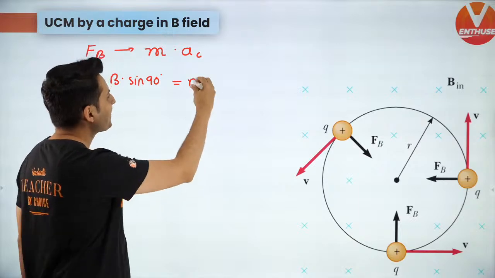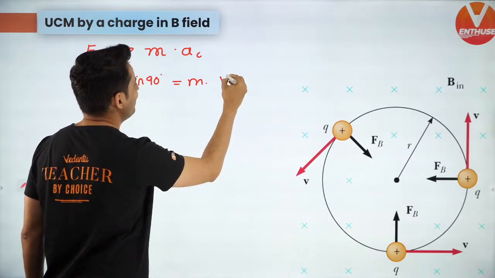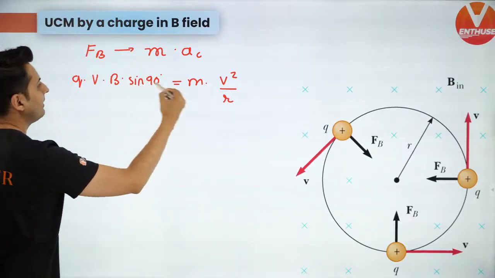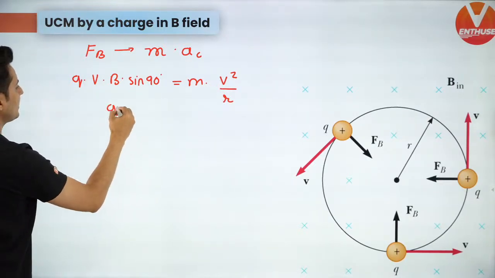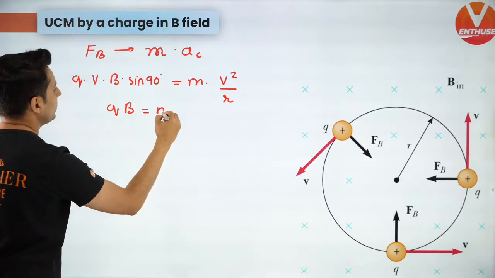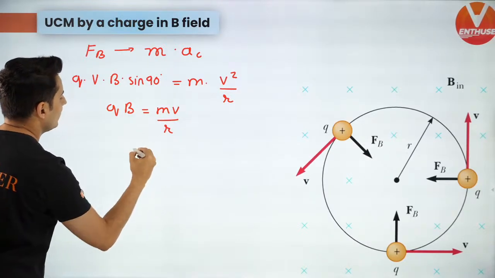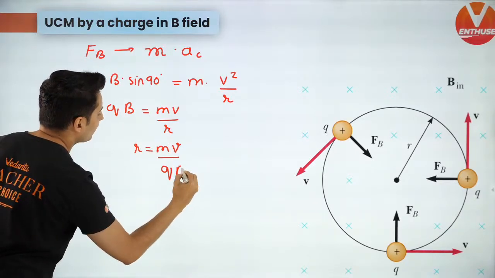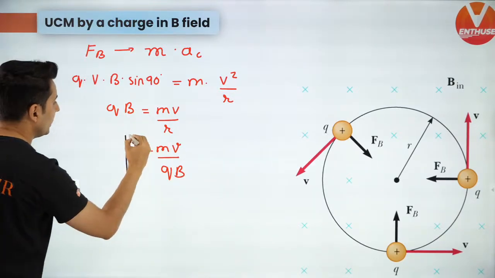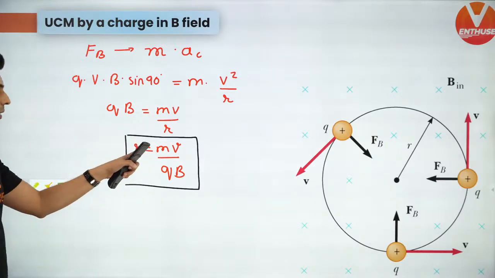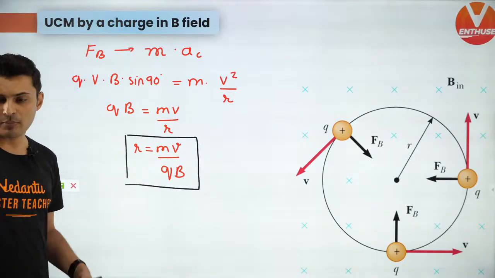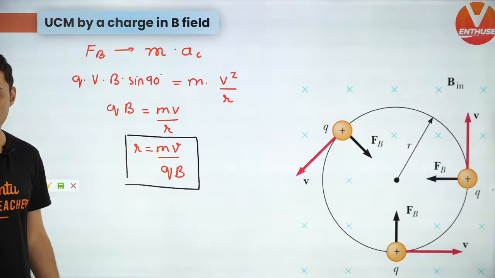Alright, so centripetal acceleration will be nothing but V square by R. Now think about it, one V will cancel and you will just have QB is equal to MV by R. Therefore, R will be equal to MV by QB. Now this is a formula which you should memorize. R is equal to MV by QB. Very important. Yes, magnetic force can never do work.